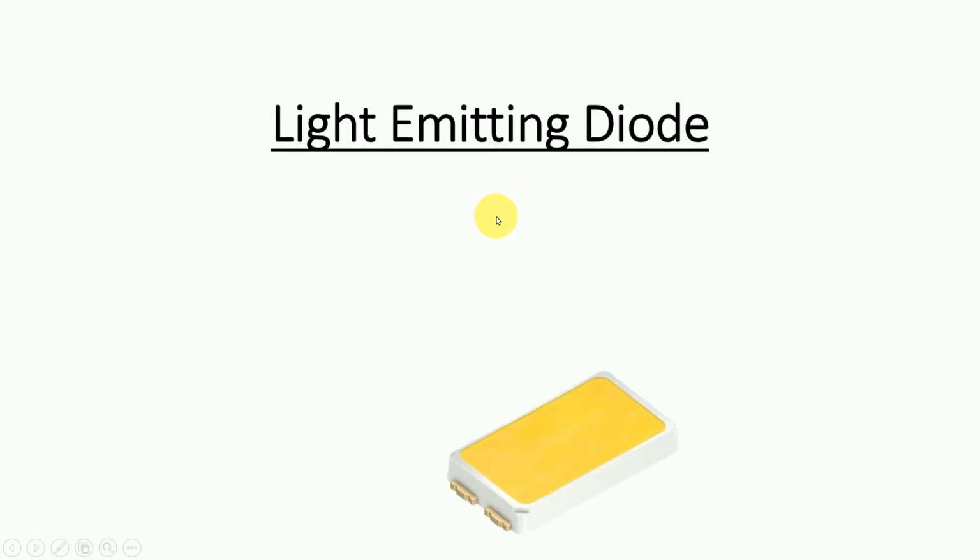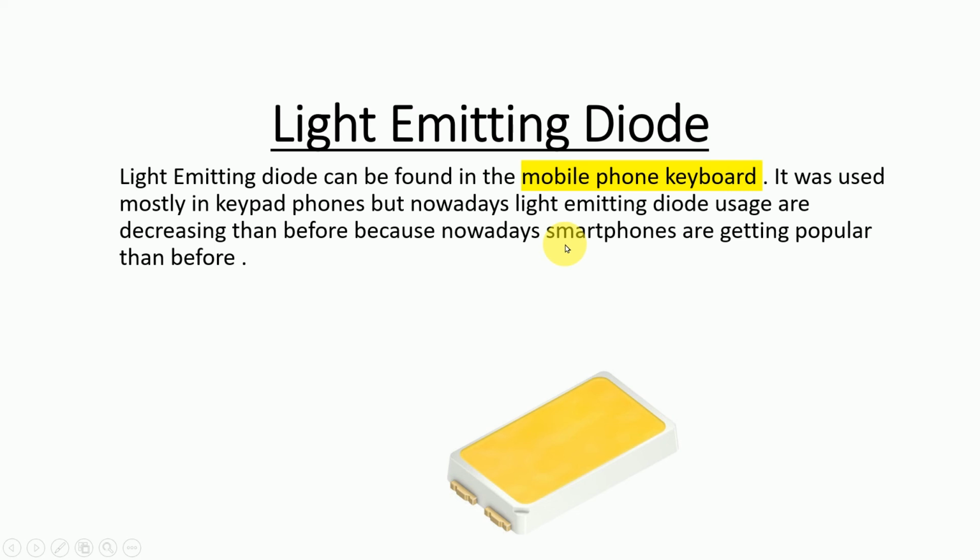So now we are discussing the light emitting diode. Now you can see this is the image of the light emitting diode. The light emitting diode can be found in the mobile phone keyboard especially. It was used mostly in keypad phones, but nowadays the use of light emitting diodes is decreasing compared to before, because nowadays smartphones are getting more popular.